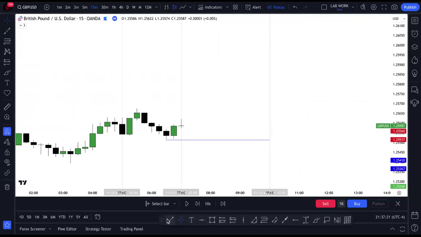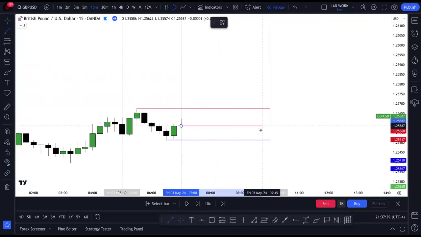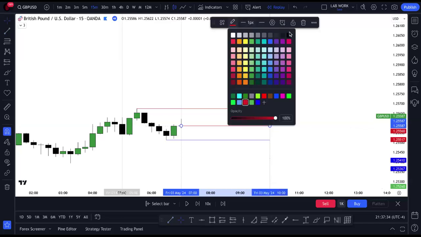Sell side. Buy side. And then we've got the opening price.